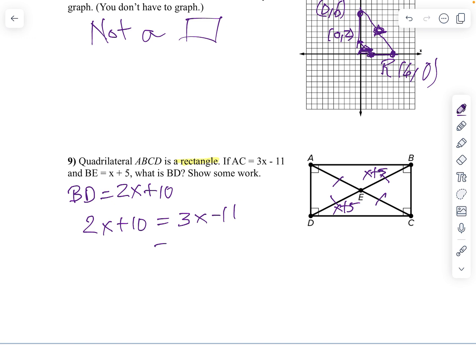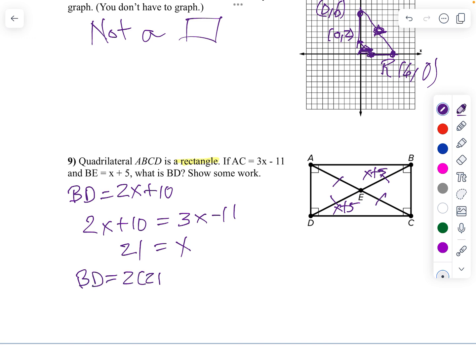Subtract 2x from both sides, we get x, not 2x. 3x minus 2x is x. Add 11 to both sides, x is 21. Now I want to find B to D. So I take 2 times 21 plus 10. That will be 52. And there's your answer.